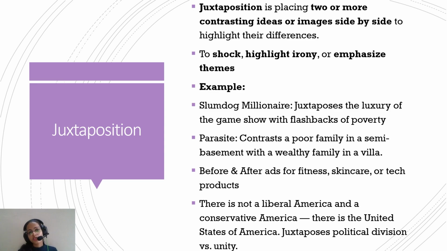Juxtaposition. What is juxtaposition? From the word itself, you can see that there is some positioning done. When two or more contrasting ideas or images are positioned side by side to highlight their difference, it is often done to shock, highlight irony, or emphasize the theme. For example, Slumdog Millionaire juxtaposes the luxury of the game show with flashbacks of poverty. In this movie, we see the juxtaposition all through. Here there is the luxury of the game, a very luxurious set, and then this guy who's answering.